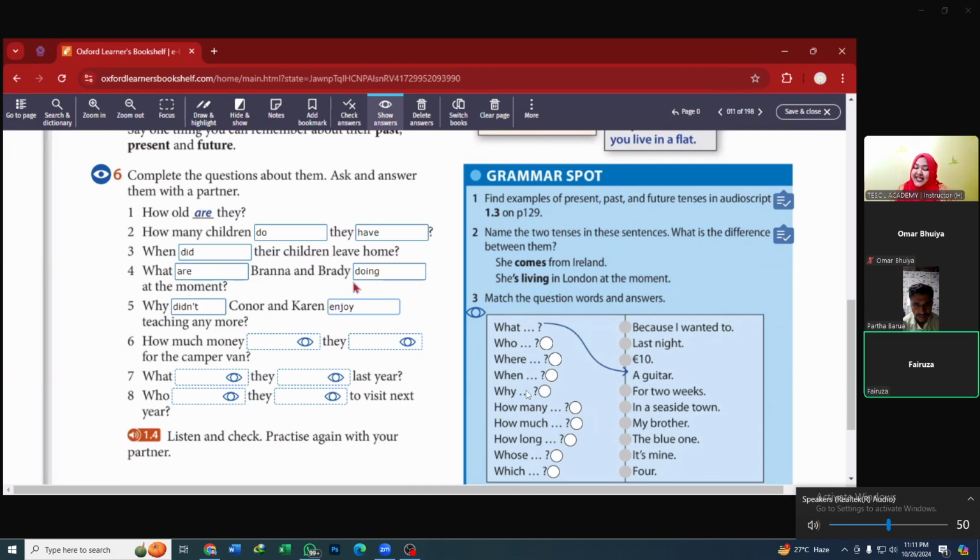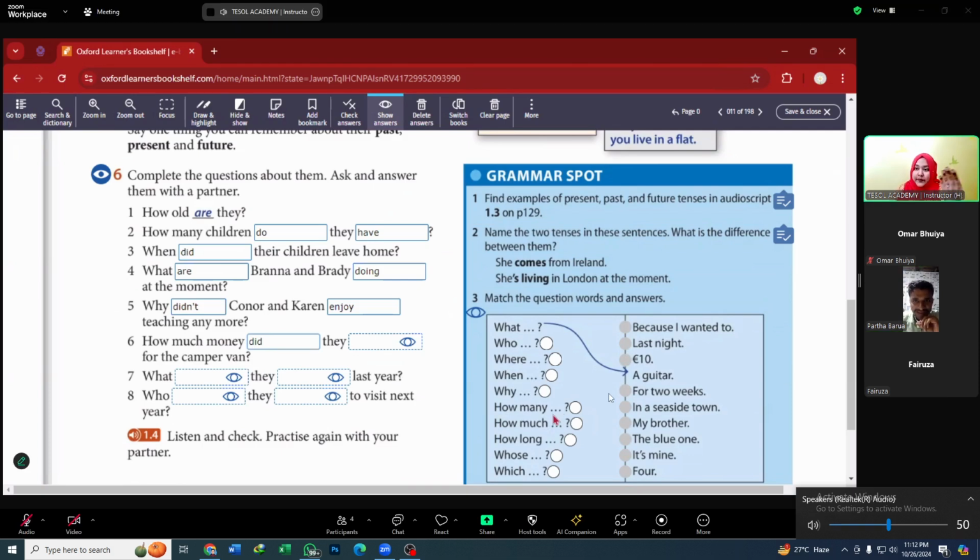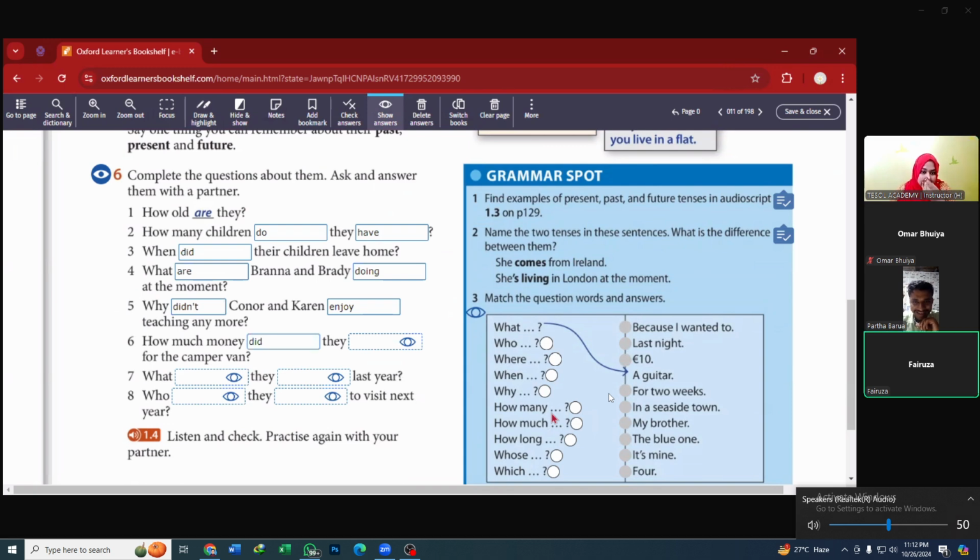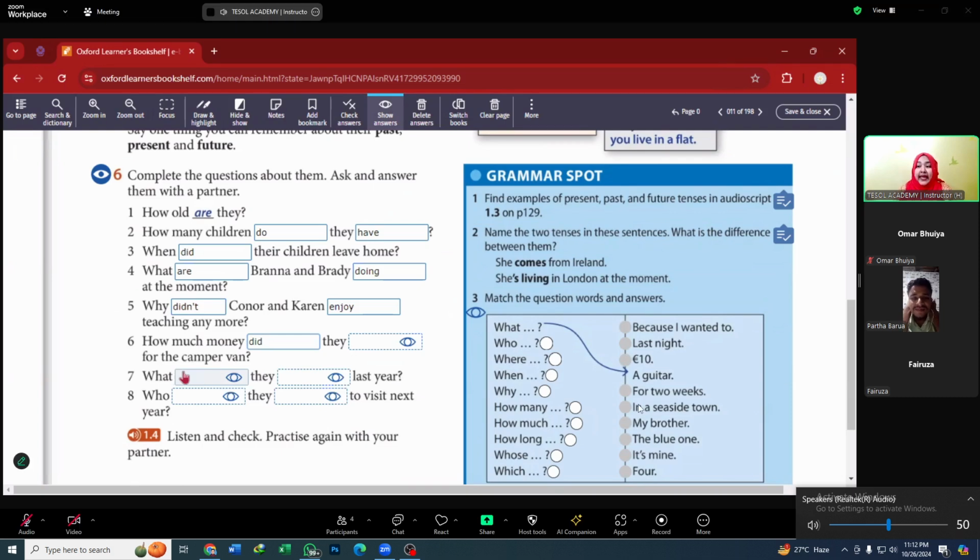How much money? Yes. How much money did they? What do we do with money? We give money. They spend or they pay. We pay money, right? Yes. So this will be how much money did they pay for the camper van?